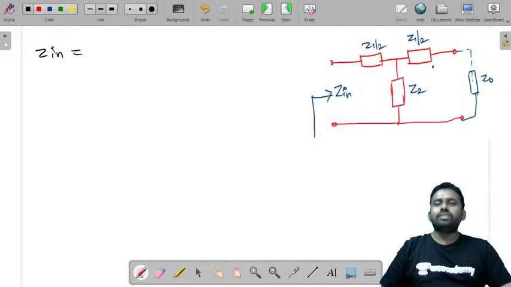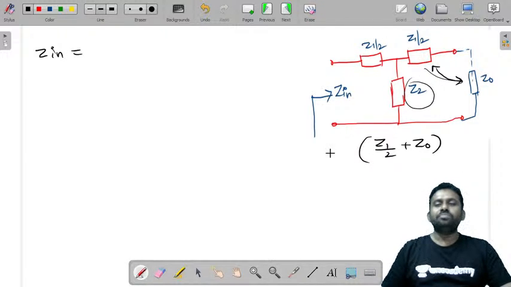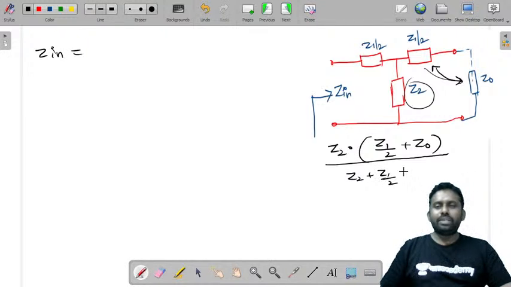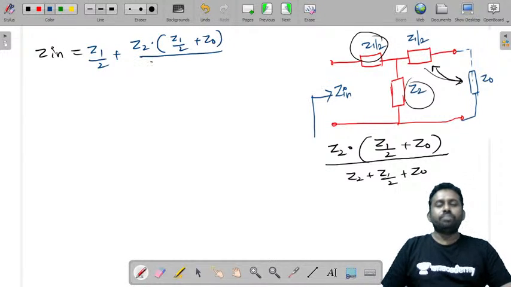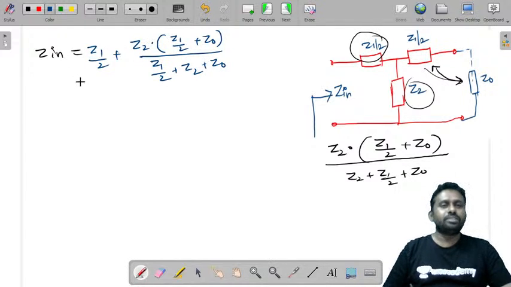You can see Z1 by 2 and Z0 are both in series, so the value is Z1 by 2 plus Z0. This combination is in parallel with Z2, so that is Z2 into (Z1 by 2 plus Z0) divided by (Z2 plus Z1 by 2 plus Z0). This total combination is in series with Z1 by 2. So I'll write it as Z1 by 2 plus Z2 into (Z1 by 2 plus Z0) divided by (Z1 by 2 plus Z2 plus Z0). Now just try to simplify this.